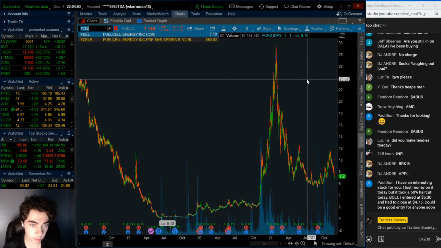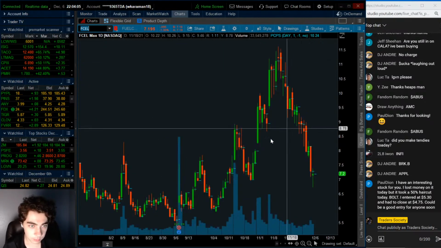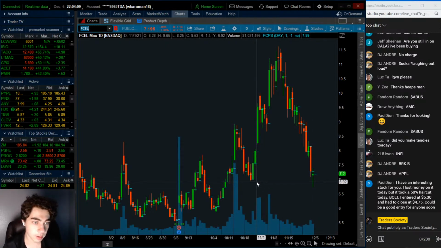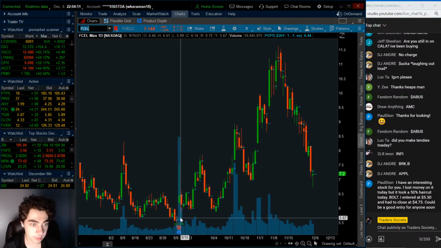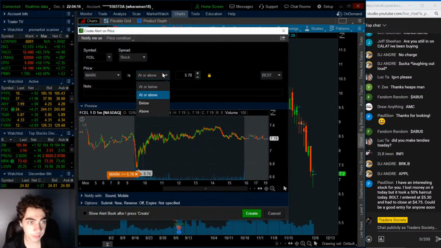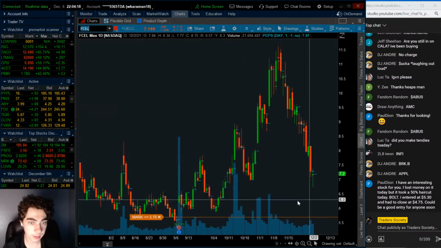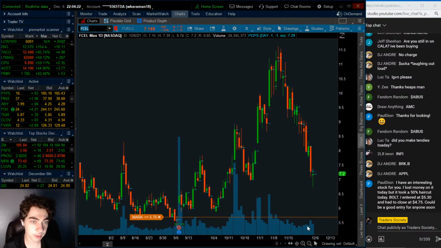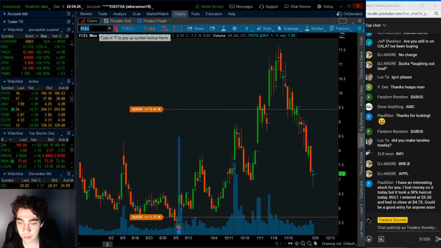FCEL. Really nice candle coming in. You got some support there. I don't have much of an opinion on this one. I would wait till like 5.70. There's a gap to fill in the mid fives. I would wait till then. I wouldn't touch it now. If it goes back to 9.50 to fill that gap, I'll look to potentially short it. Till then, I'm on the sidelines basically.